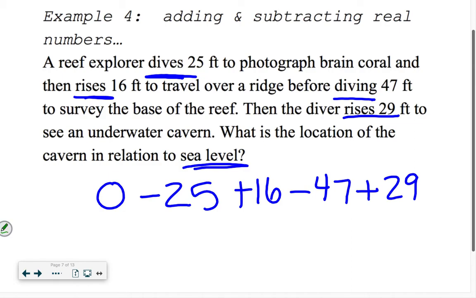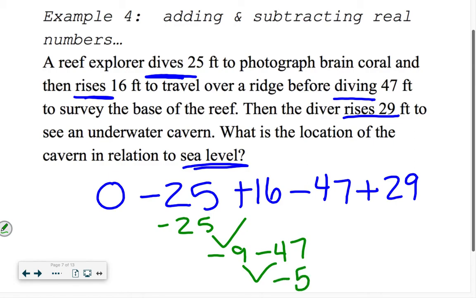0 minus 25 is negative 25. Plus 16. Opposite signs, so we're going to subtract. We get negative 9. Minus the 47. Same sign, so we're going to add. So that's negative 56. Plus the 29, opposite signs now, so we subtract, and we should get negative 27 feet.